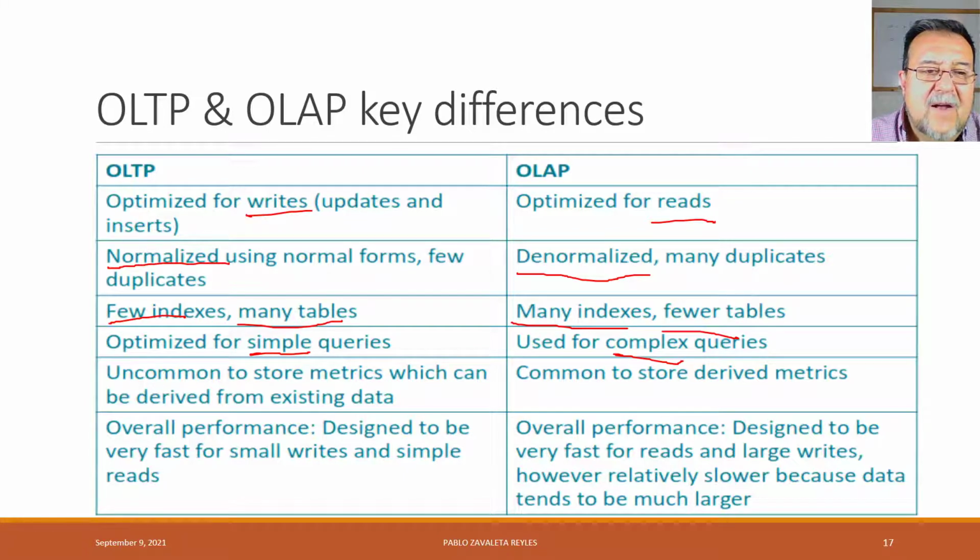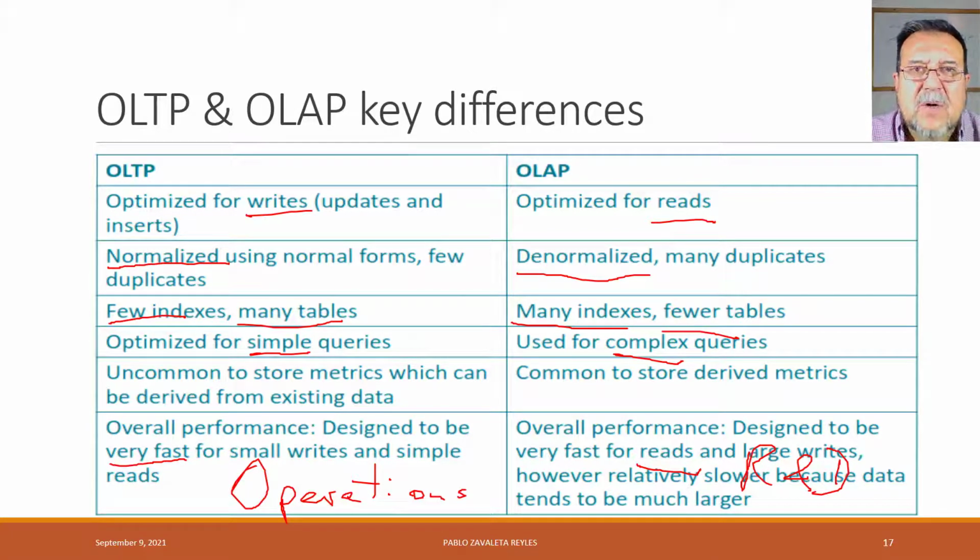Overall, these are very fast for small writes and simple reads, that is, operations. Here we're talking about very fast reads. This we're talking about research and development. That's the main difference between those two databases, and something that you should know when you are talking about operations technology in the service sector especially.